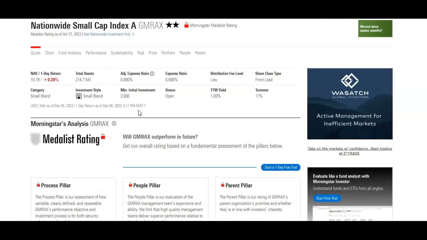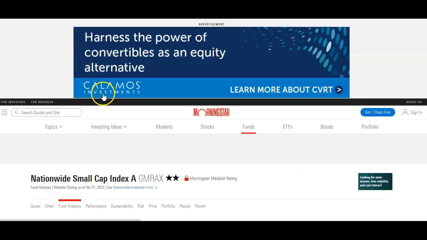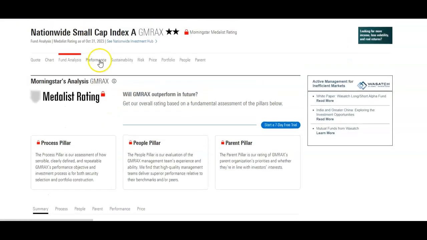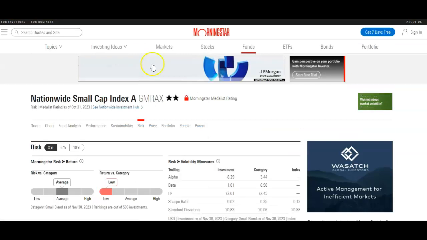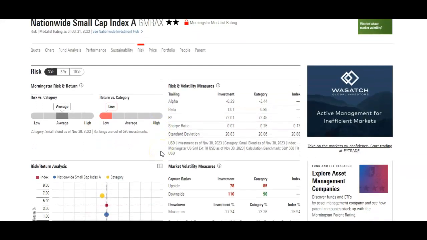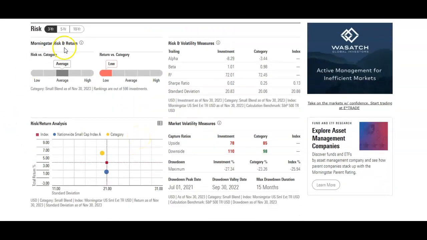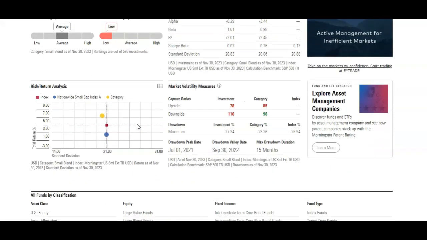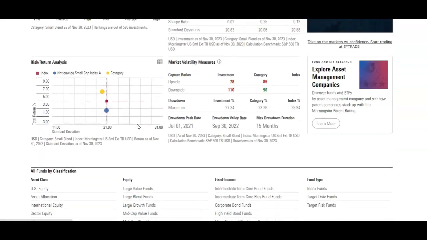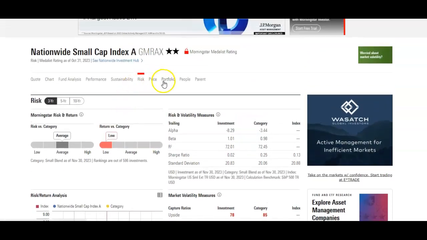And then some of the other information you can see here would be like a fund analysis, your performance, which is going to tell you how it's doing, the sustainability. One thing that's good to look at here is evaluating whether or not this is in your risk comfort level. So it looks like this one is pretty average as far as risk goes, and the returns are a little bit lower. As an index fund, that's pretty expected. They just kind of try to match the index, so this isn't a very aggressive fund.